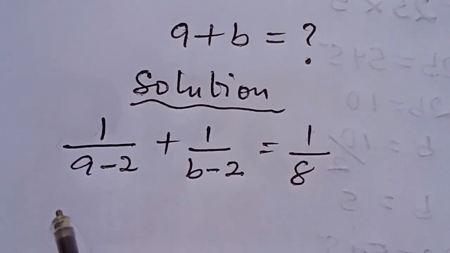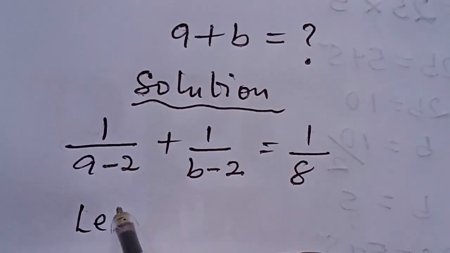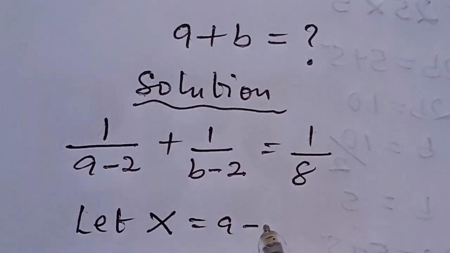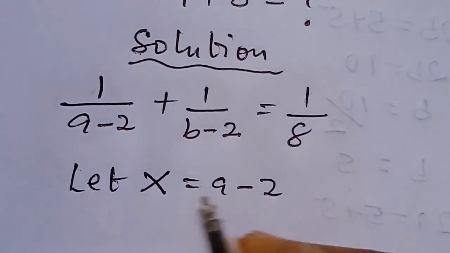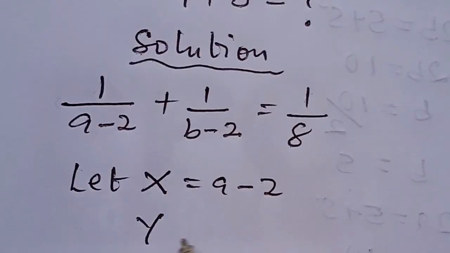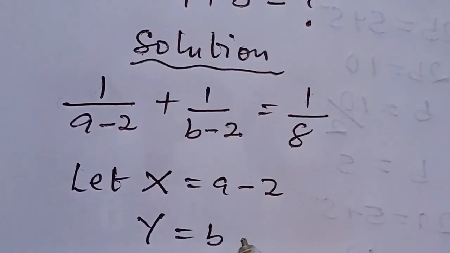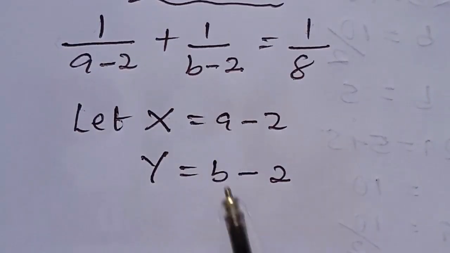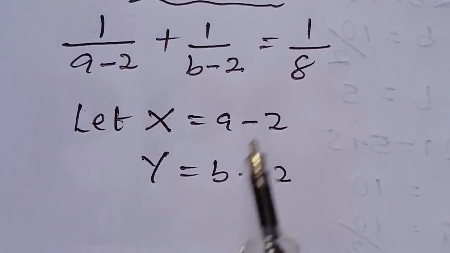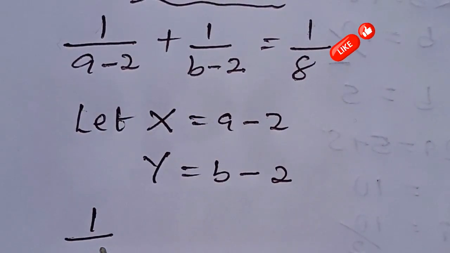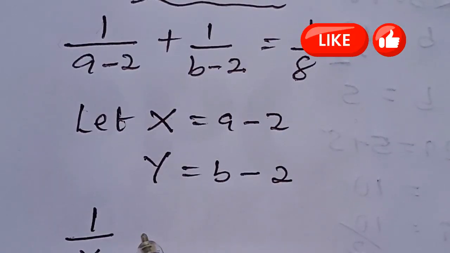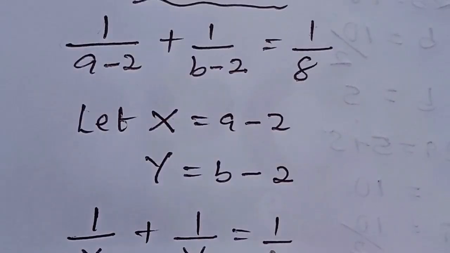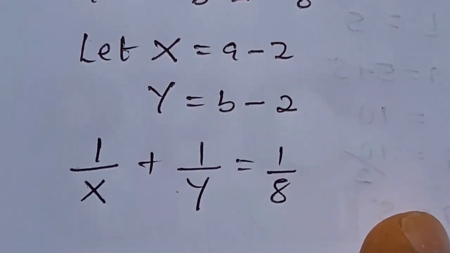Now here, first thing, we let capital X be equal to a minus 2, and we say capital Y be equal to b minus 2. So we replace that with what we have in this expression, and that becomes 1 over x plus 1 over y equal to 1 over 8.